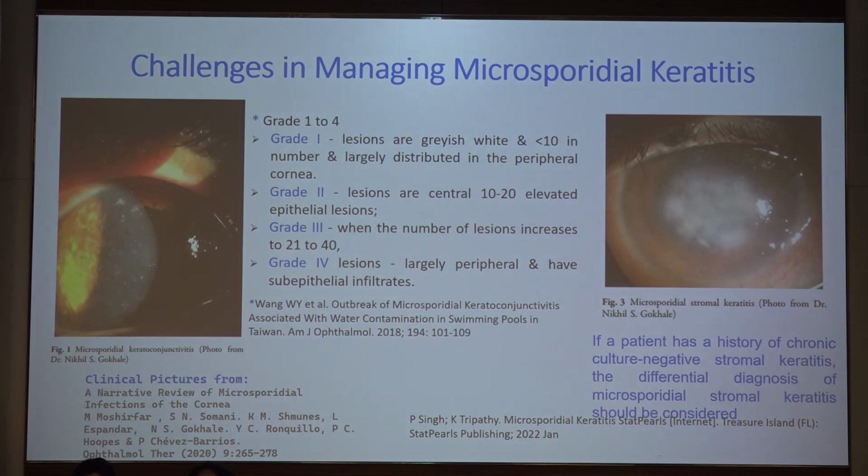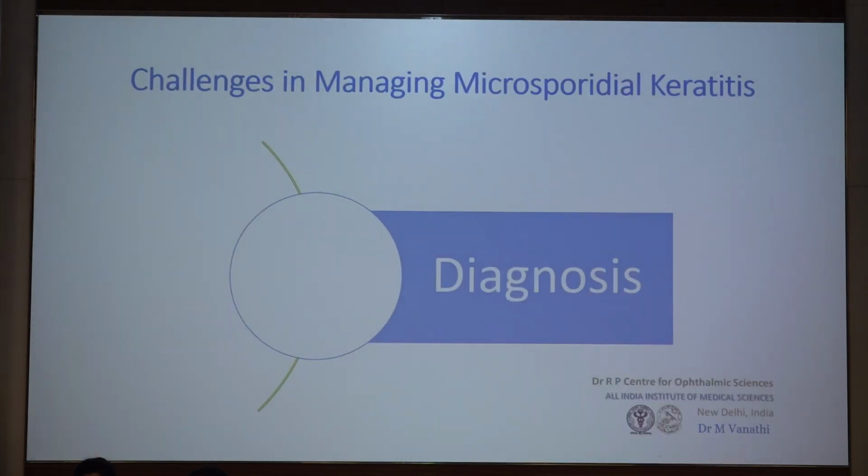Again, more pictures here, and this is a fantastic article which talks about grading microsporidial keratoconjunctivitis or stromal keratitis as 1, 2, 3, and 4, depending upon the number of infiltrates which you're seeing on the corneal surface. Less than 10 is 1, 10 to 20 moves it to 2, and over 20 to 40 it moves it to 3, and large infiltrates and stromal moves it to a grade 4. This is a nice recent classification which helps you to grade the severity of the microsporidial keratitis here.